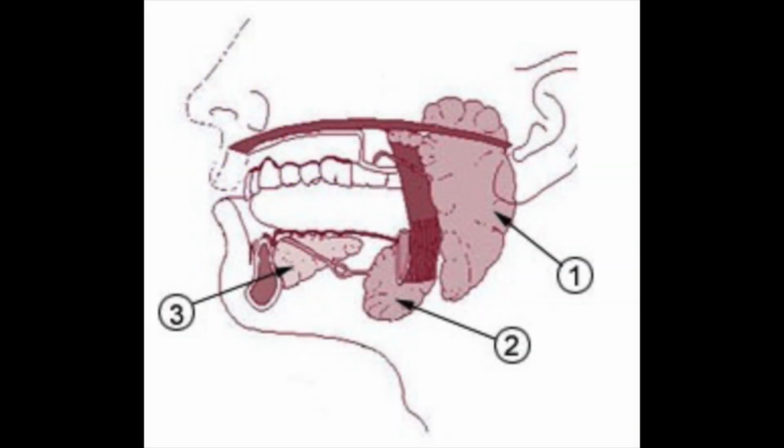The salivary glands produce saliva, which helps to lubricate food before swallowing and contains digestive enzymes. In this photo, number 1 is the parotid gland, number 2 is the submandibular gland, and number 3 is the sublingual gland.